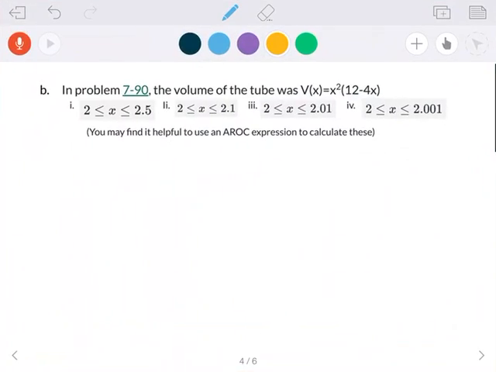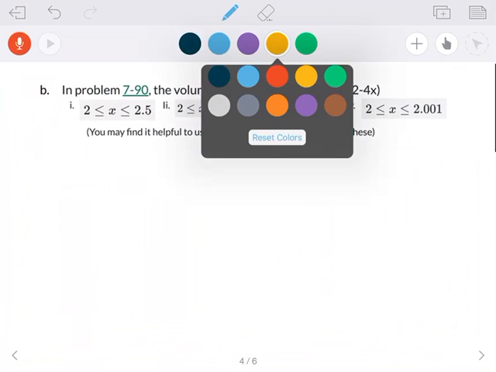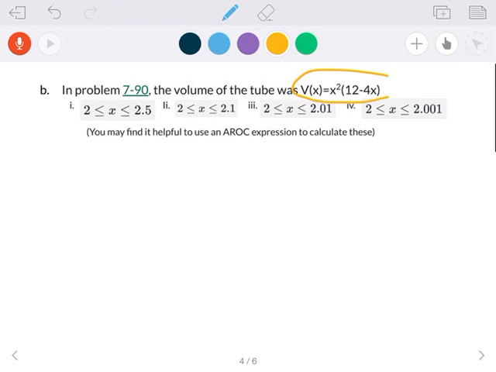Okay, in this problem B, we're pulling from problem 790, in which we had a function that was v of x equals x squared times the quantity 12 minus 4x. So we're using a different function this time, but we're still finding different slope values. In looking at this problem, we want to find 4 different slope values, and we could do it using the slope expression y2 minus y1 over x2 minus x1. But since you have to know how to use the AROC expression for your test, I'm going to show you how to use that here.